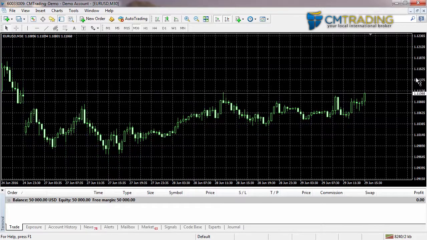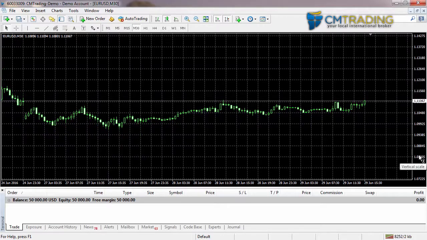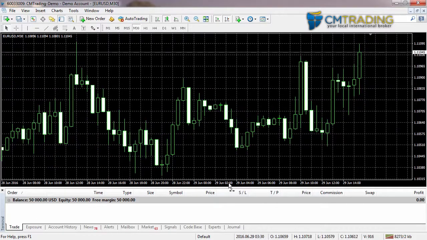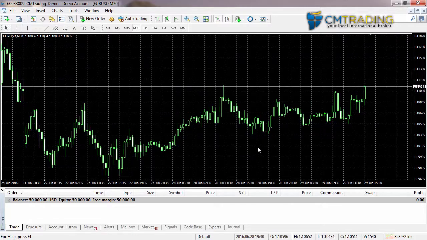This means that you can squash the chart by clicking and dragging down, or you can click and drag up to expand it. If you click and drag at the bottom, it changes the horizontal scale, which is basically your zoom level. So it's a very convenient way to quickly change how things are looking on your chart.